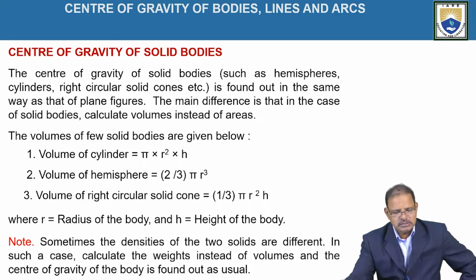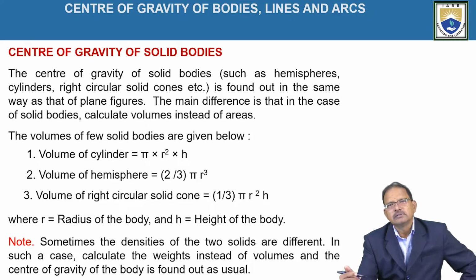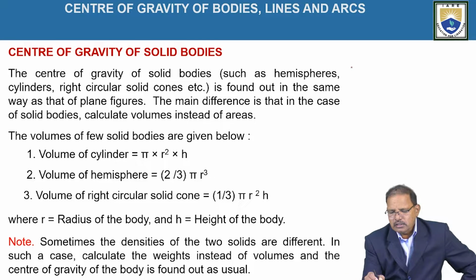Center of gravity of solid bodies. Here we are determining the center of gravity of hemisphere, cylinder, right circular solid cone, etc. Just by using the principle of xc is equal to m1 x1 plus m2 x2 plus m3 x3 divided by m1 plus m2 plus m3. This is what we discussed earlier. Now if the object is, I am taking here x is equal to m1 x1 plus m2 x2, only two elements I am taking, divided by m1 plus m2.